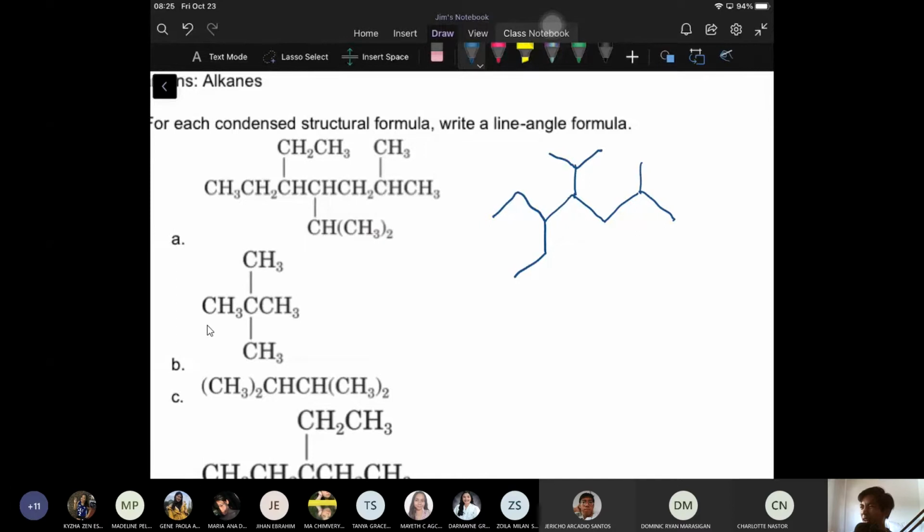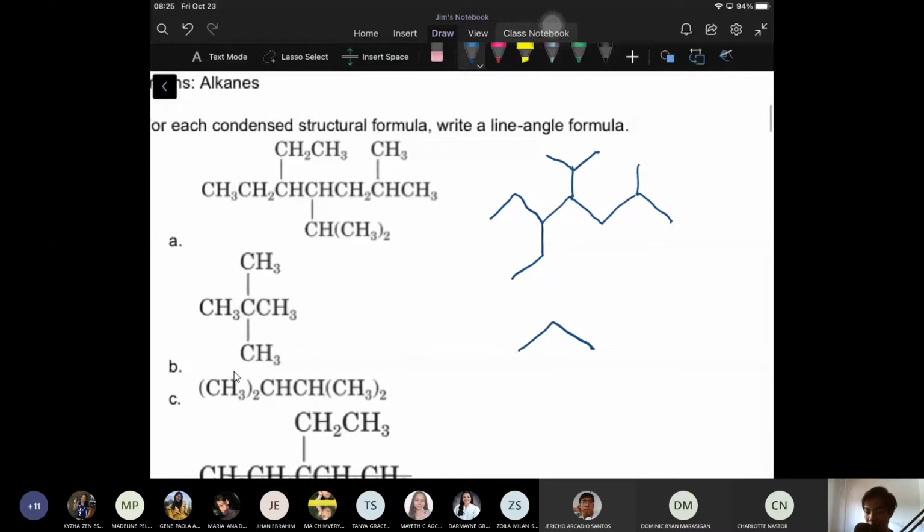Okay, so try natin tong letter B. Dito sa line na to, ano yung nakalagay? CH3, CH3. So, tatlong carbon. Tapos, on the second carbon, may CH3 ka, then another CH3. Nakaparang letter X siya. CH3, C, CH3. On the middle carbon, may dalawang CH3. CH3, CH3. So, yan yung kanyang line angle formula.